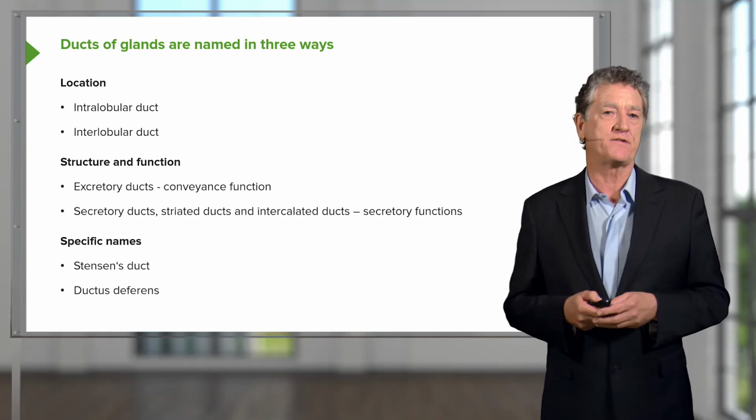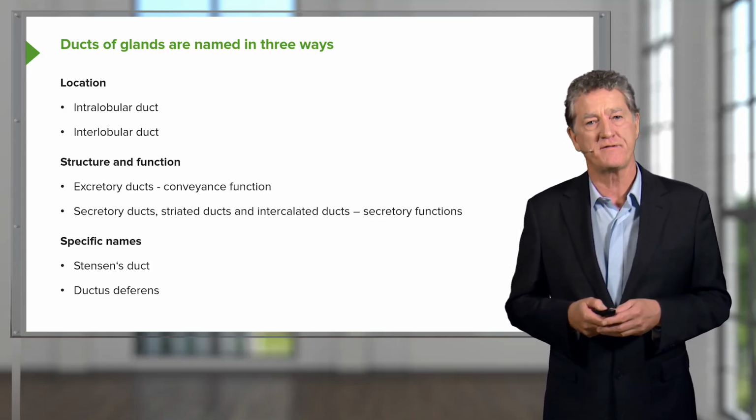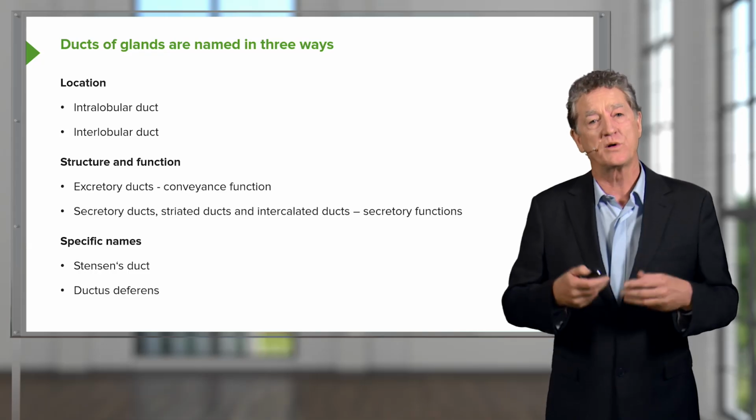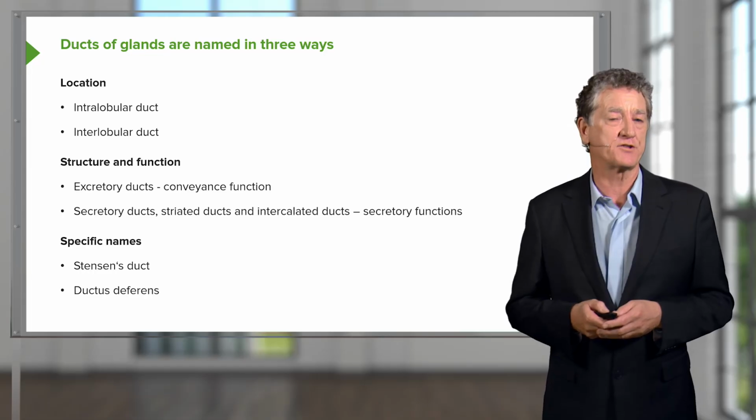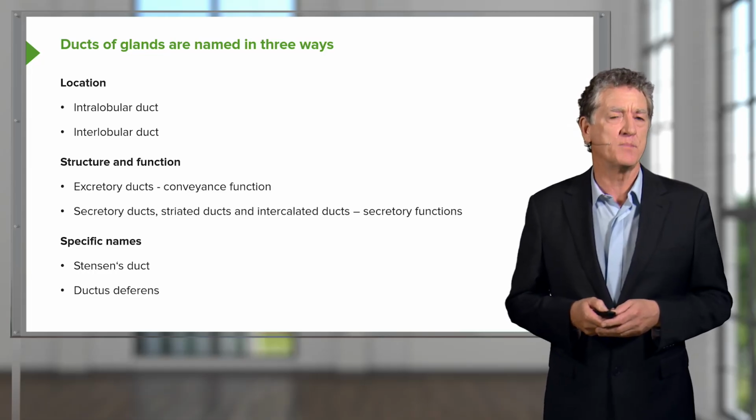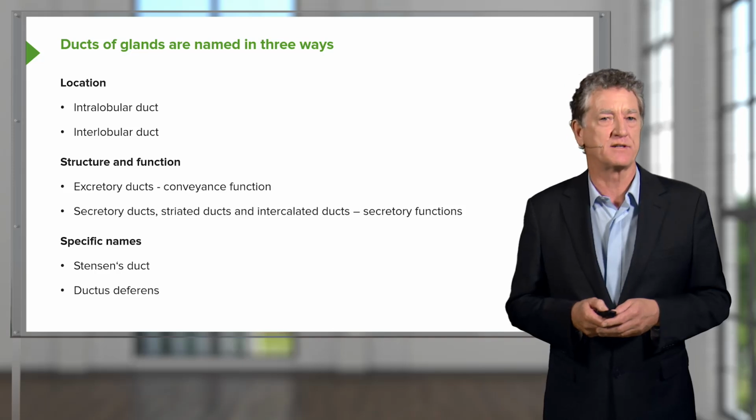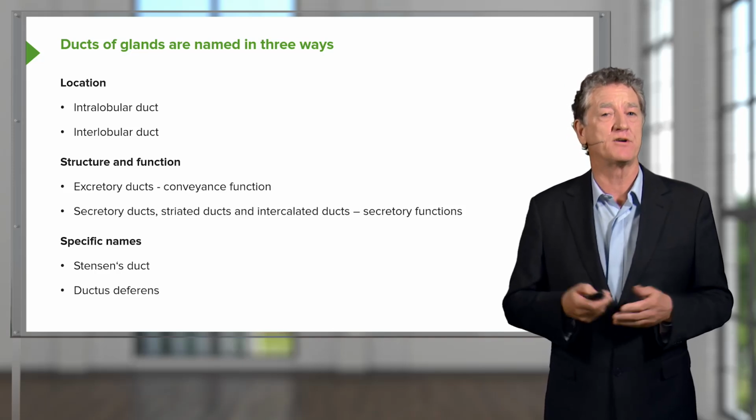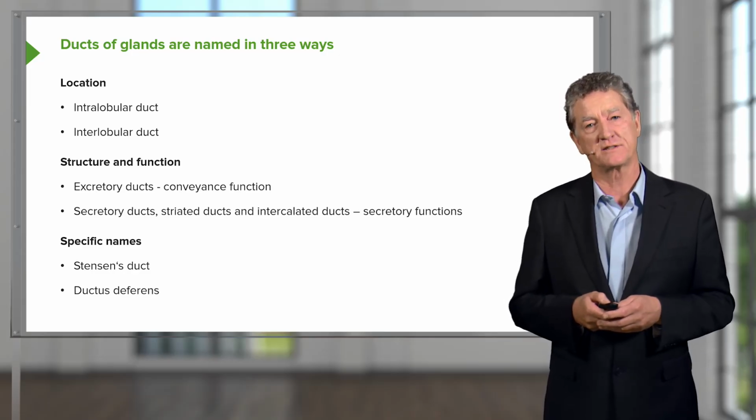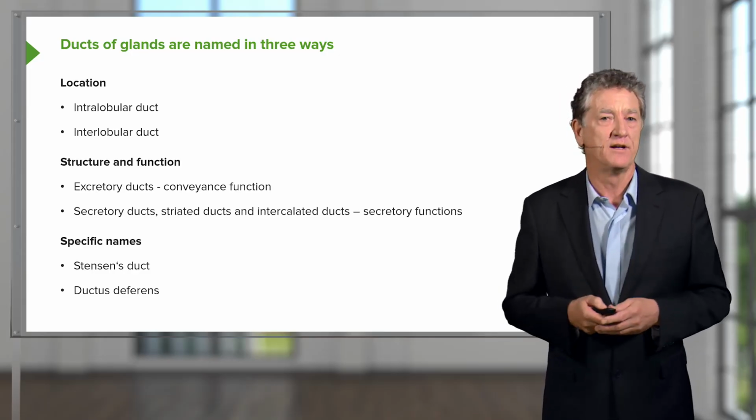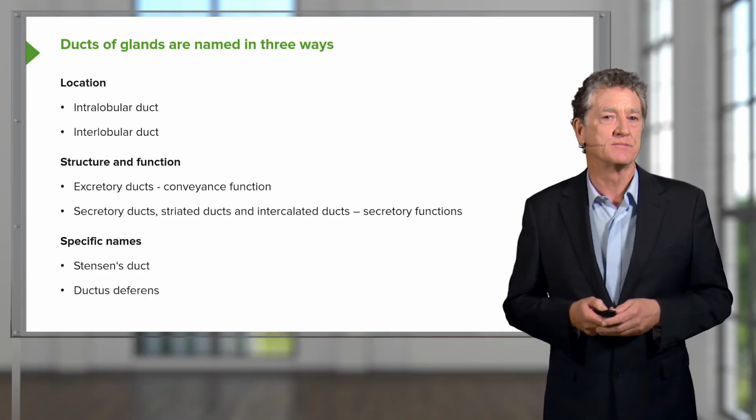Often, they're classified according to not just their structure, but also their function. They're called excretory ducts if their job is only to convey the secretory product. And most of the large ducts, the interlobar ducts, are excretory ducts because they have no other function than carrying the secretion product to the location where the secretory product is going to be active.